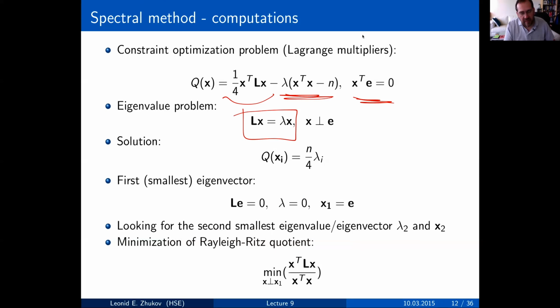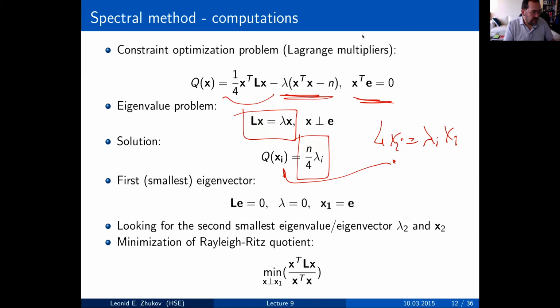Now, here is an important point. Let's say Xi is a solution of the eigenvalue problem, so L Xi is equal to lambda i Xi. Substituting it back in here, you can calculate the value of Q, or the value of the cut. And it's clear that if we're looking for a minimum cut, the smallest cut, we need to take the smallest eigenvalue.